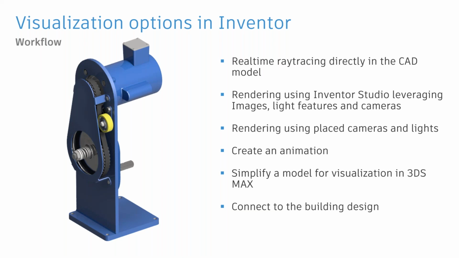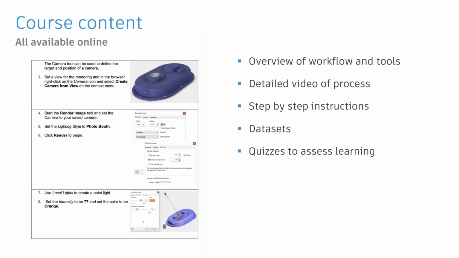When it comes to Inventor itself, you have a lot of rendering options. We'll cover and touch base on a number of those, both with the real-time ray tracing directly in the CAD model, as well as the ability to use Inventor Studio to do more advanced rendering functionality. We'll apply lights, apply cameras, then create an animation, render that animation, and then we'll also have an exercise on simplifying a model for people to use 3ds Max to create virtual reality presentations.